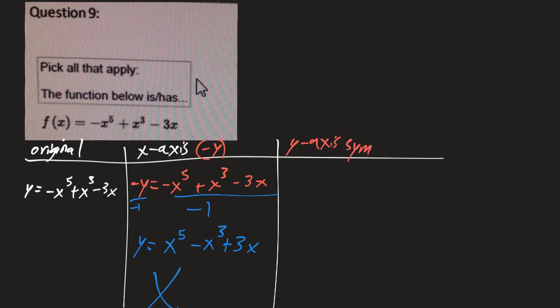And remember, the y-axis symmetry test is the same as being even. Those two always go together. If you pick one of those, you should make sure you pick both answers. All right, let's see how that equation looks. We're going to say negative x this time. So here we go.